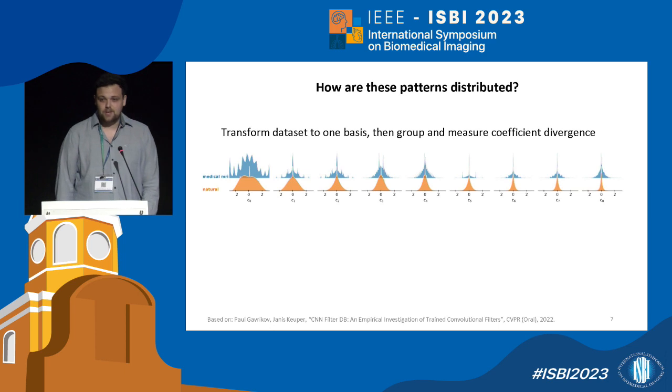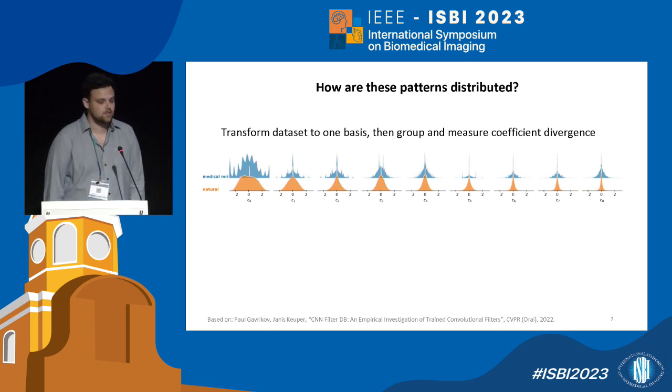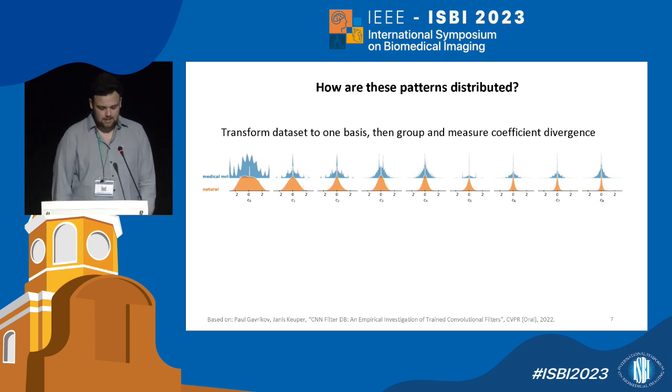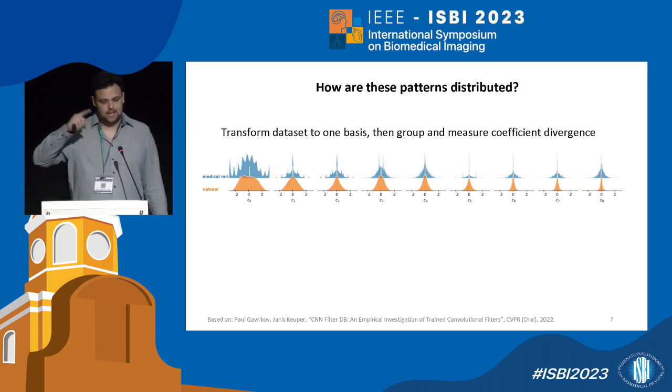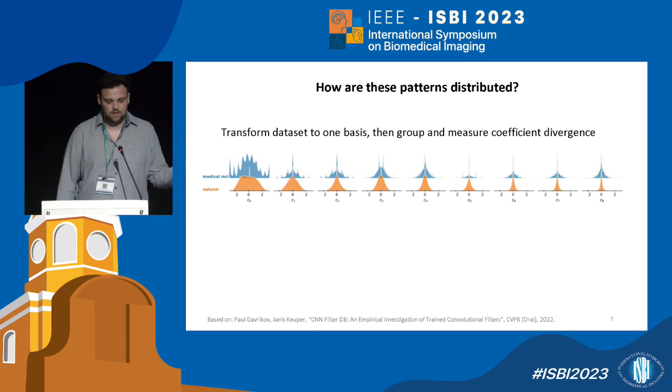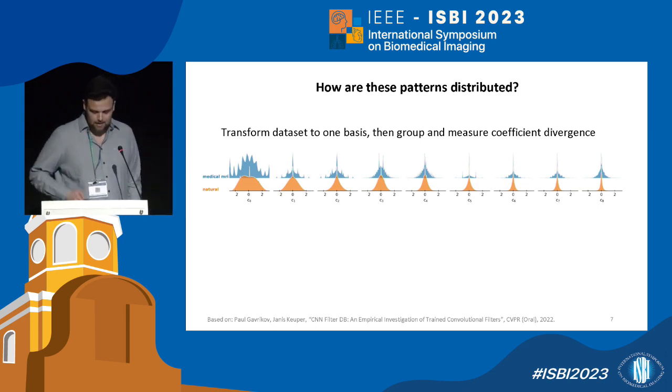The second thing we tried to understand is, how are these patterns distributed? Here we took a slightly different approach. We transformed all the filters to one common basis. Then we split them, and we get these nice distributions that you can see for every coefficient. Then we can just go ahead and do a pairwise divergence of those and sum it up, based for example on Kullback-Leibler.